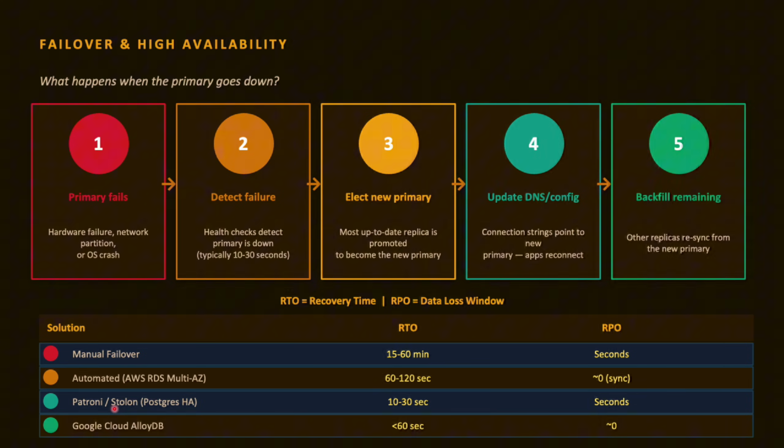Then tools like Patroni, which is an open source tool, watch the primary, detect failures, and run leader election among replicas, and then automatically promote a new primary, and this gets RTO down to 10 to 30 seconds. So my recommendation is for production databases, always use Multi-AZ or HA tools like Patroni. The cost is modest and the peace of mind is invaluable.